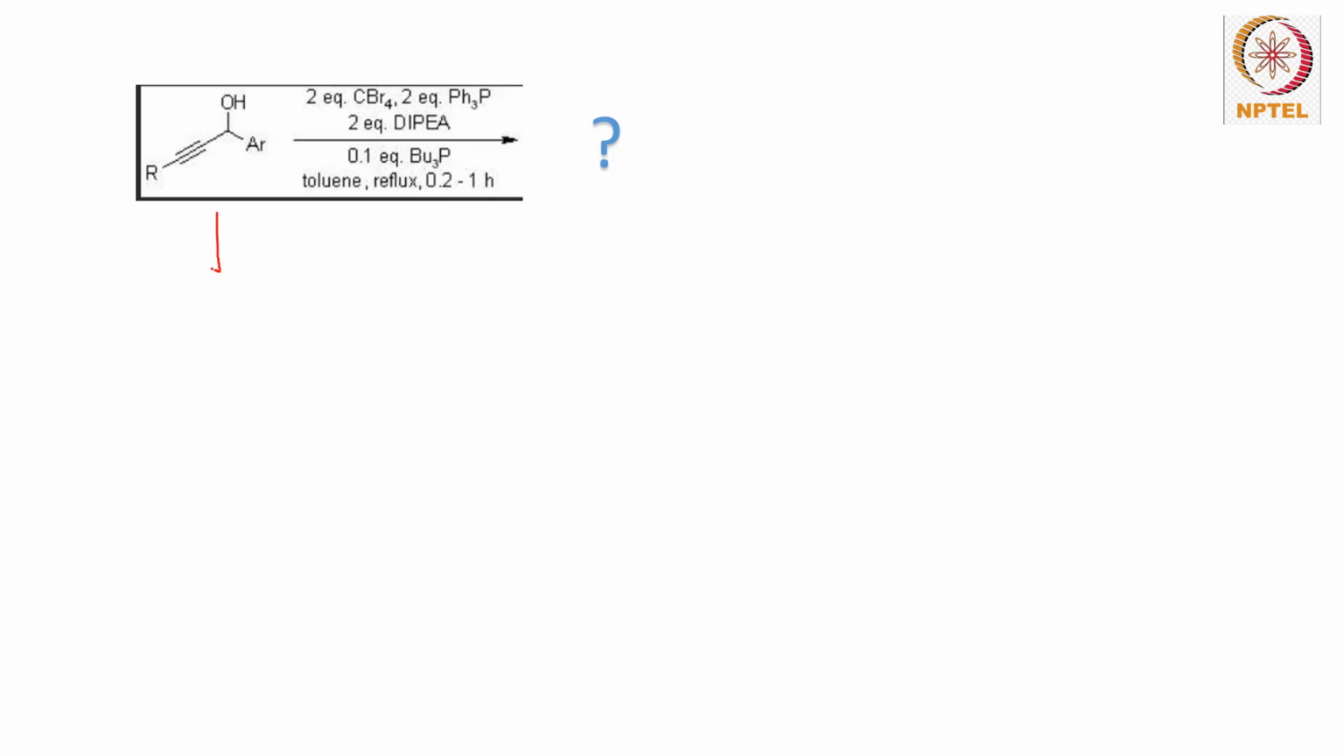So let's start. After all, like we have discussed in the mechanism, after all the attacks, what intermediate is mainly required, I am just drawing that one. It will form this. Okay. So now if we react this one with this, what will form? It will form this.